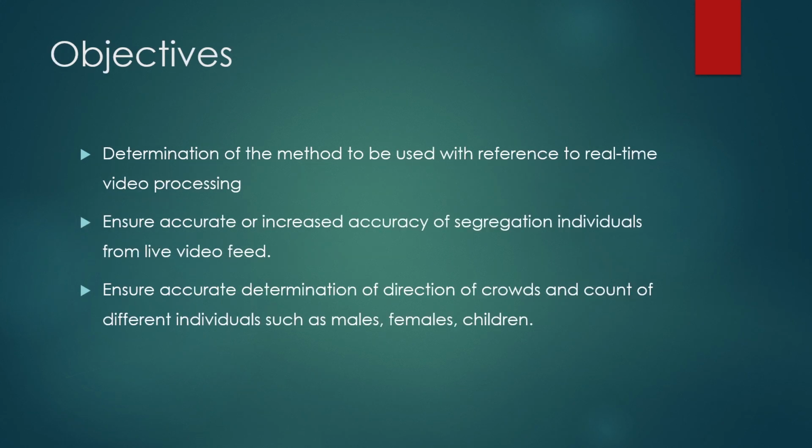The objectives of my FYP are the determination of the method to be used with reference to real-time video processing, as well as to ensure increased accuracy of segregation of individuals from a live video feed, and to ensure accurate determination of the direction of crowds and the count of different individuals such as males, females, as well as children.